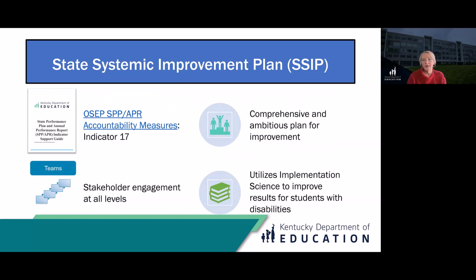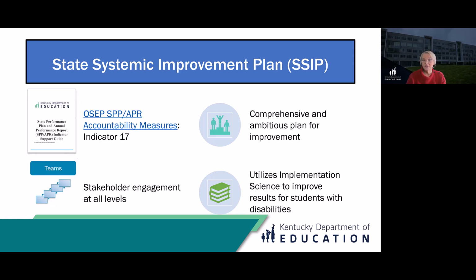So in Kentucky and actually across the nation, there's a requirement for a state systemic improvement plan. So that is actually indicator 17. Steve just talked to you about indicator 3 of the state performance plan annual performance report. So this is actually an indicator, and there's a link here where you can learn more about those indicators. There's an indicator guide that's available if you want to dig into that.